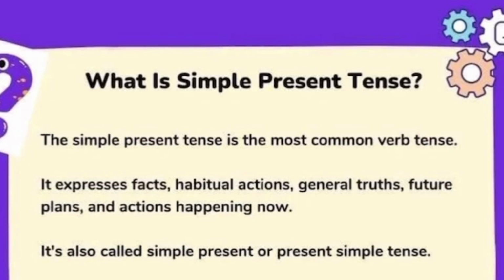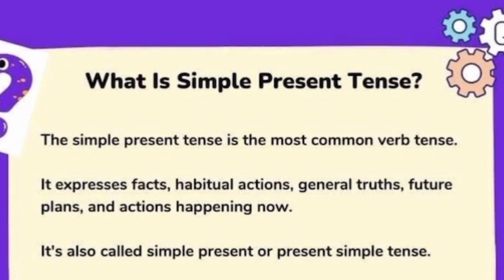So, in the English language, we have 12 tenses. And the first one is simple present tense. It is the easiest and simplest tense in the English language. It's common, yeah. So we use it to express facts, habitual actions, general truth, future plans, and actions happening now. We call it simple present tense or present simple tense.